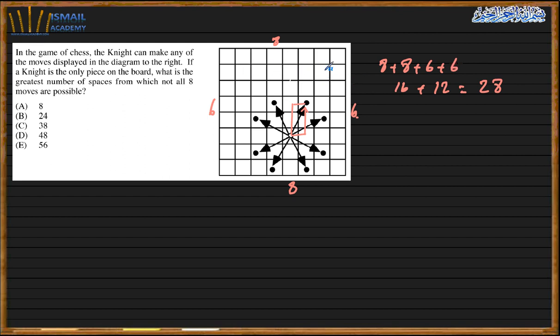So if you make 2, you cannot make 3 here. That means in the middle one again, after the outer one, they cannot make all the possible moves. You see, the outer moves they cannot make, because here we have only 2. He needs 3, 2. So we have here 6 plus 6, and then between them is 4. So this is 12 plus 8, which is 20. So the total possible spaces where the knight cannot make all the moves is, you add those two, so it's going to be 48. So which is D.